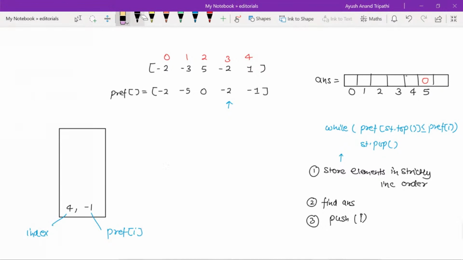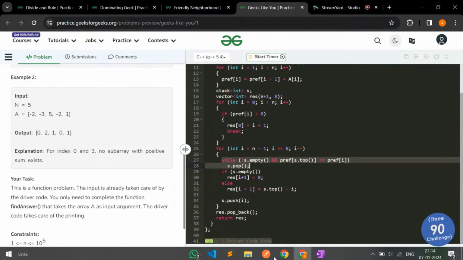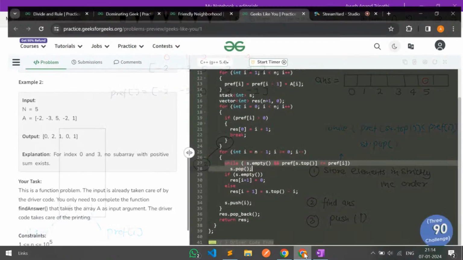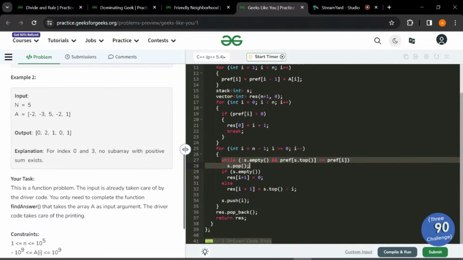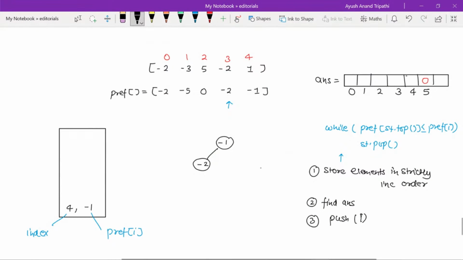So we had a minus 1, right? And we got minus 2. So this is the happy case, strictly increasing order, so we'll not remove anything. And then the next step is to find the answer.